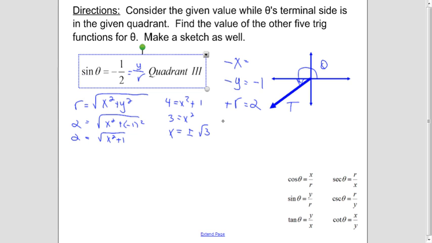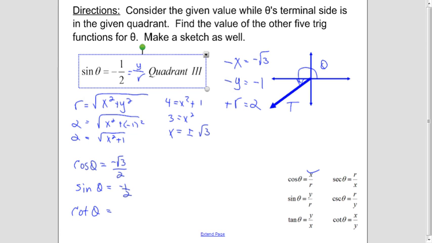But again, I've already established that because we're in quadrant 3, the value of x is negative. Now I get the opposite of the square root of 3. So cosine of theta is equal to x over r, as I see here. So I just look at my chart and I say it's the opposite of the square root of 3 over 2. Sine of theta was given to me as negative 1/2, so I'll just recopy it. And the cotangent of theta is equal to y over x.